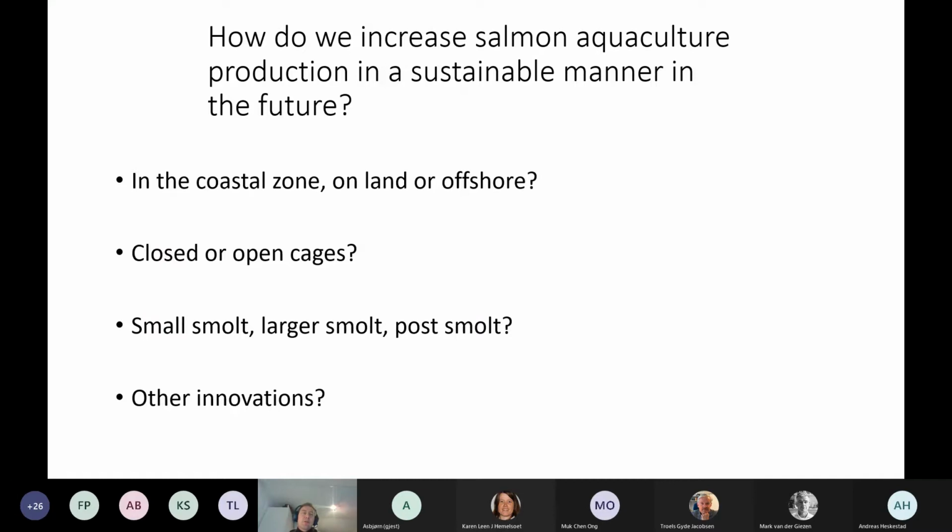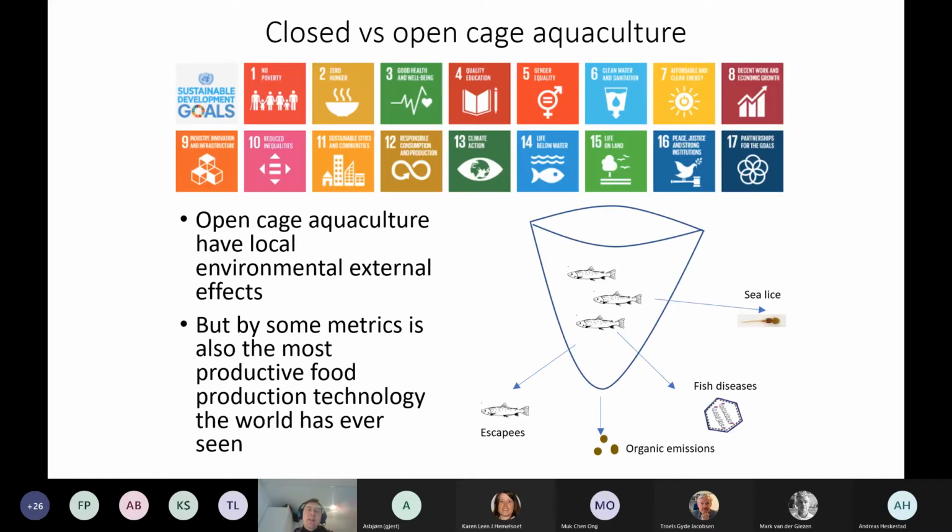In the coastal zone, with open cages, on land or offshore with closed or open cages. And also it's an issue of the fish that we put into the cages. Should we put small smolt, larger smolt, or post smolt, and reduce the time in the sea where you also have the exposure to diseases and more sea lice externalities?